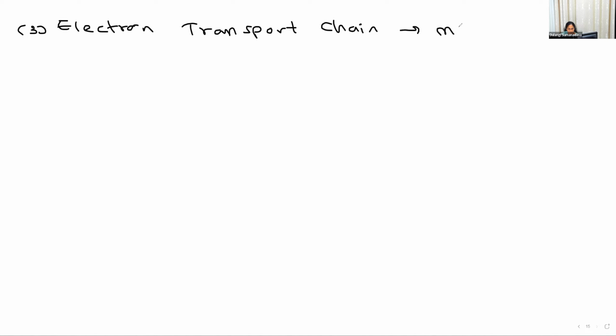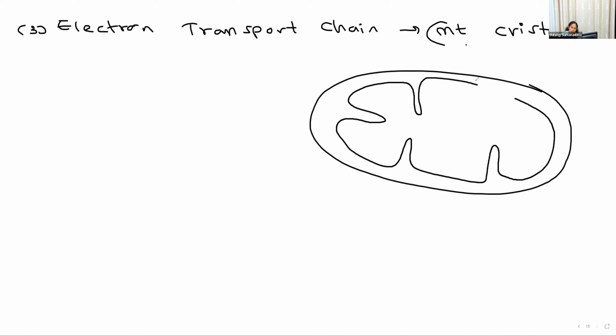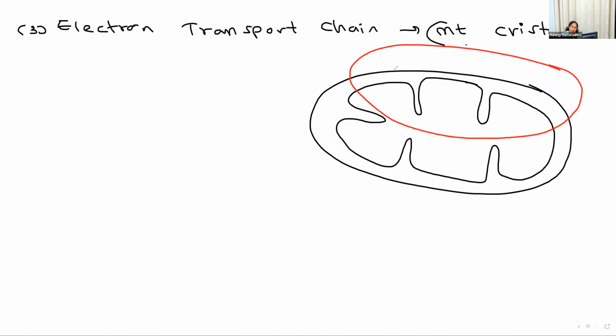Write down the location. So let's draw a big part of the cristae. Don't draw this. What I'm going to do is enlarge the cristae. I'm going to erase this. So shall we draw a very big part of the cristae? I'm going to draw part of the outer membrane and part of the inner membrane with the cristae. So I'm going to enlarge this part here.